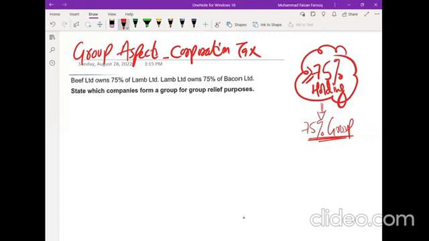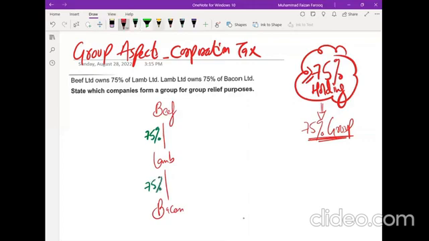No questions. We have a small example, a small line written. Can you read it, please? Beef Limited owns 75% of Lamb Limited. Lamb Limited owns 75% of Bacon Limited. State which companies form a group for group relief purposes. Okay. Beef owns how much? 75% shareholding in Lamb, and Lamb holding is 75% in Bacon.